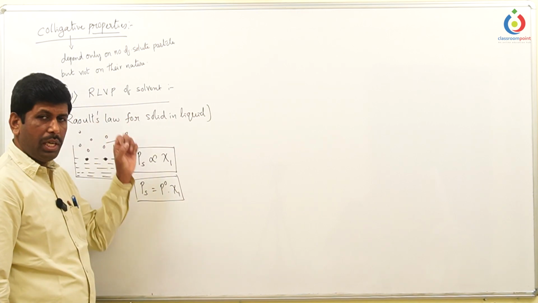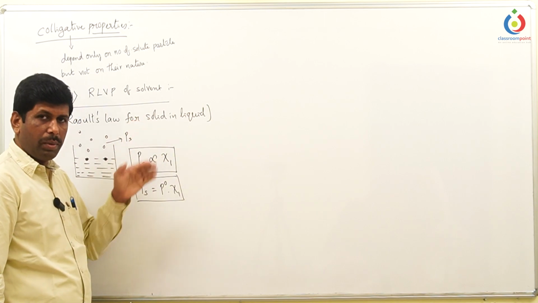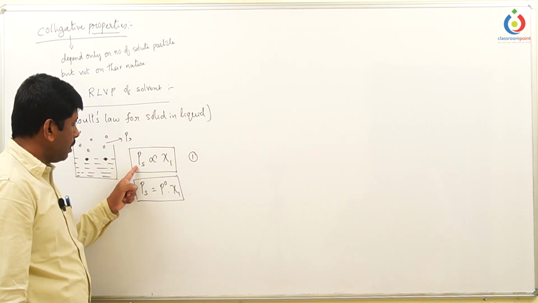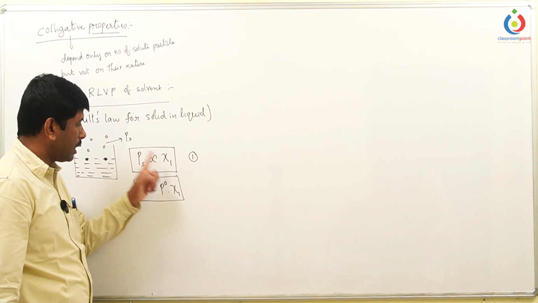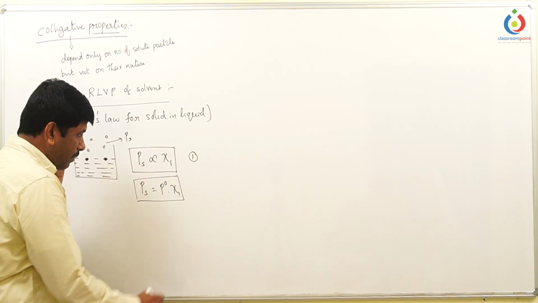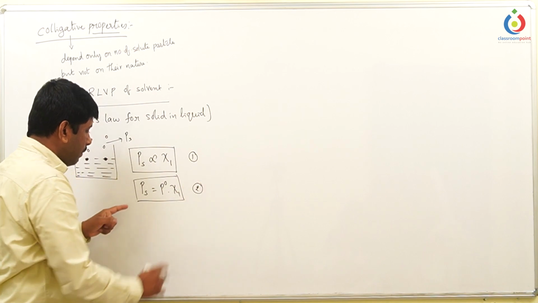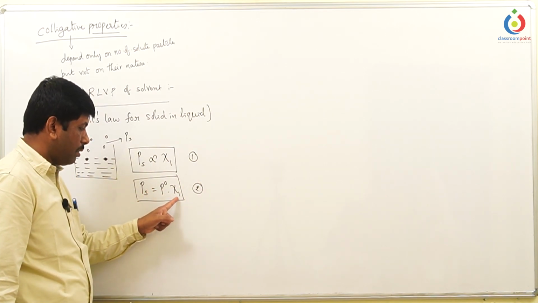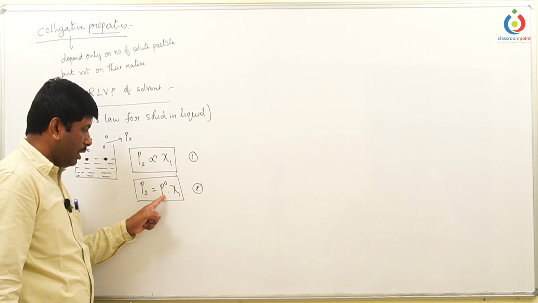So Raoult's law has many definitions. We shall see one by one. In that, the first definition is this one: the vapor pressure of a solution is directly proportional to the mole fraction of the solvent. The second definition is this one: the vapor pressure of a solution is equal to the product of vapor pressure of the solvent and mole fraction of the solvent.